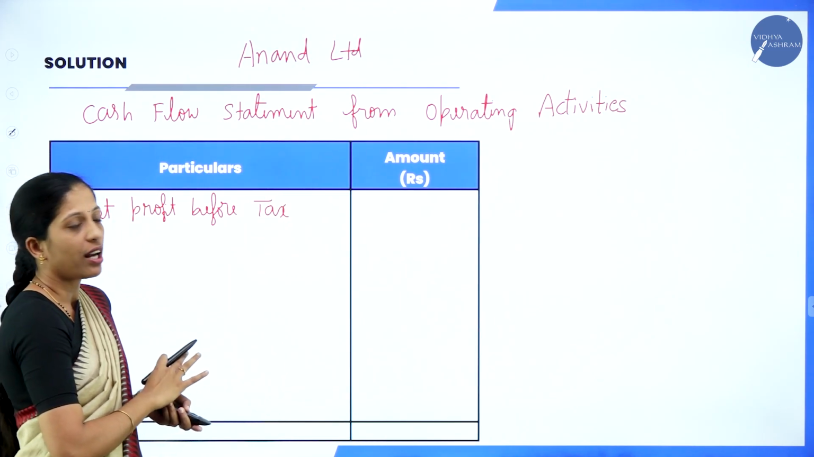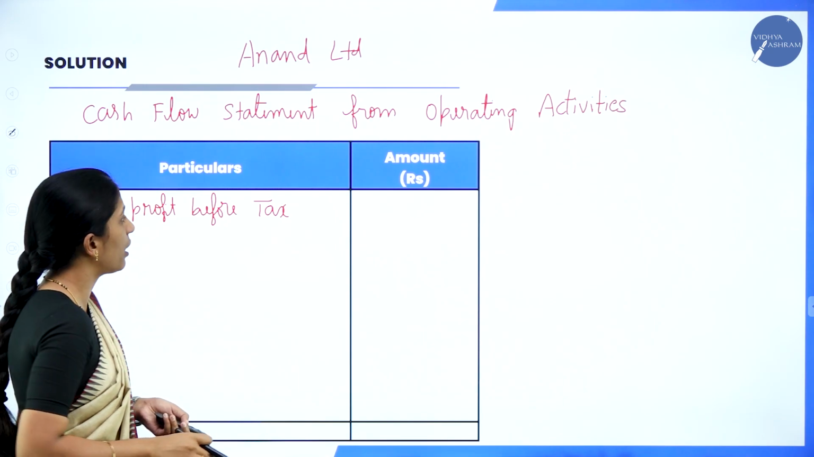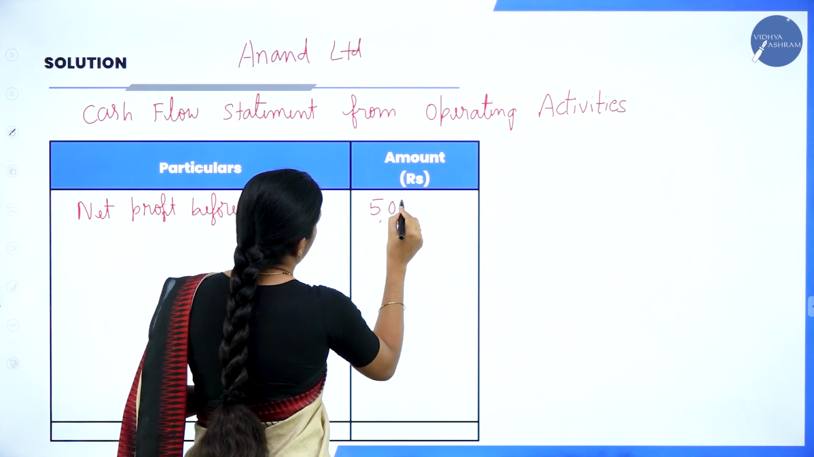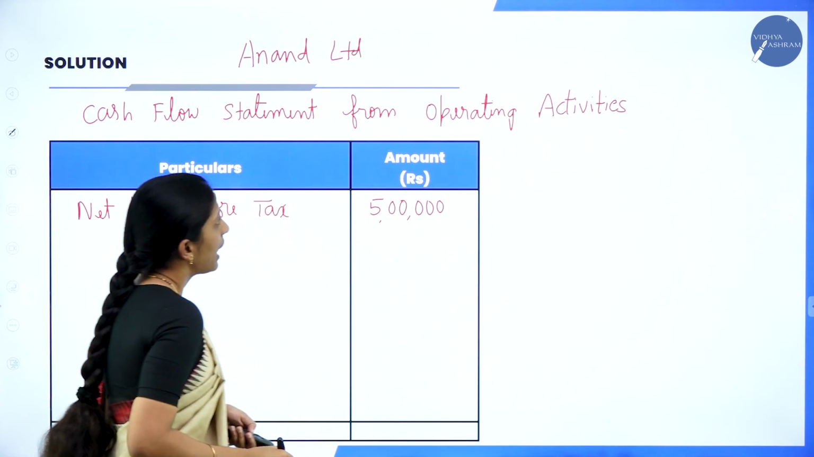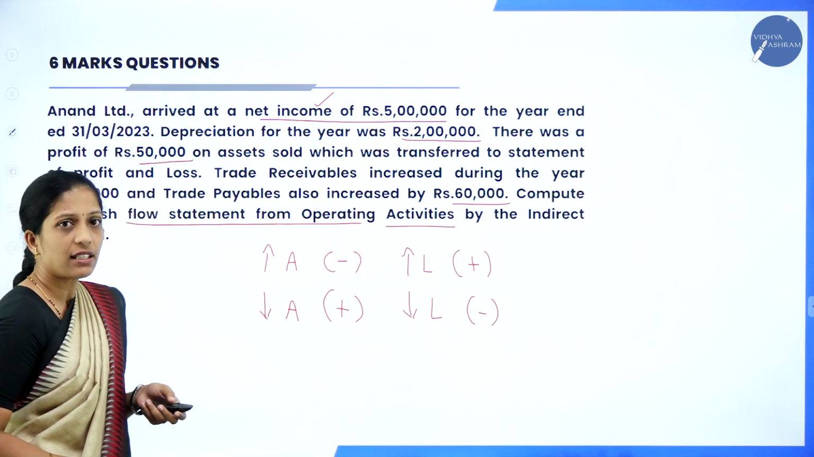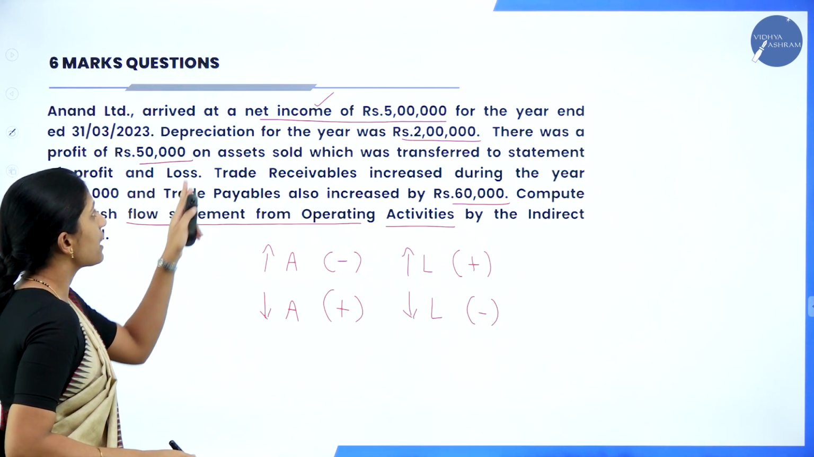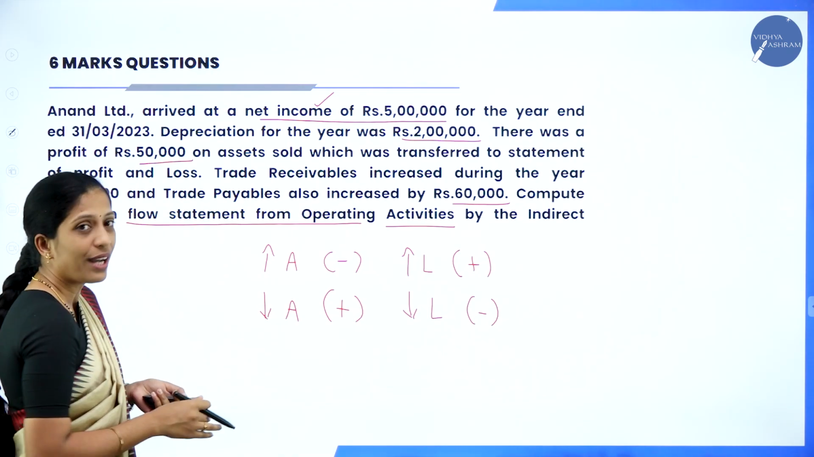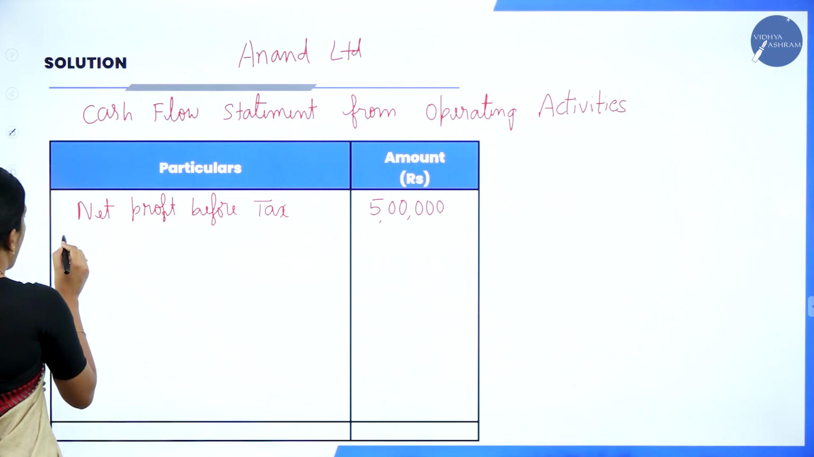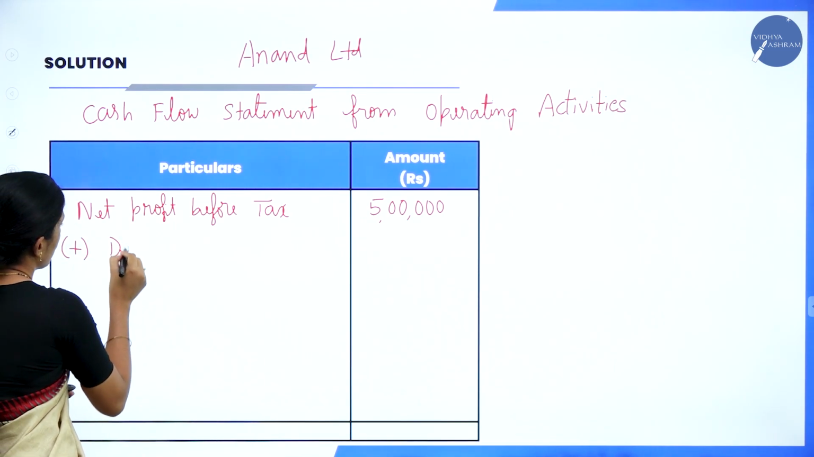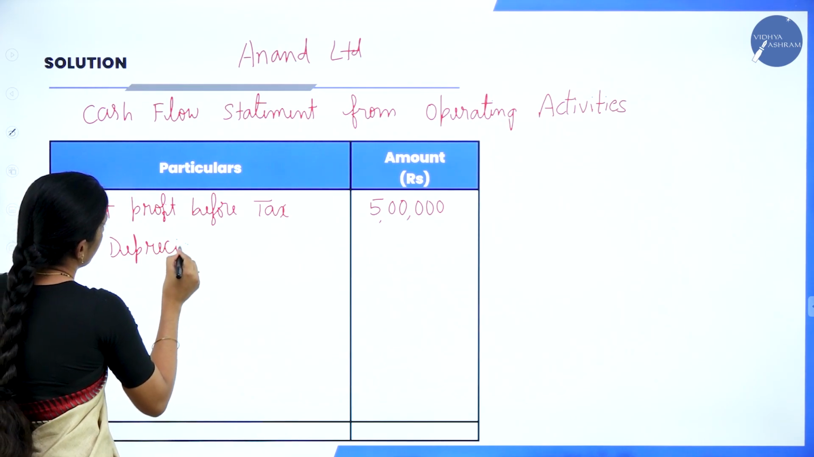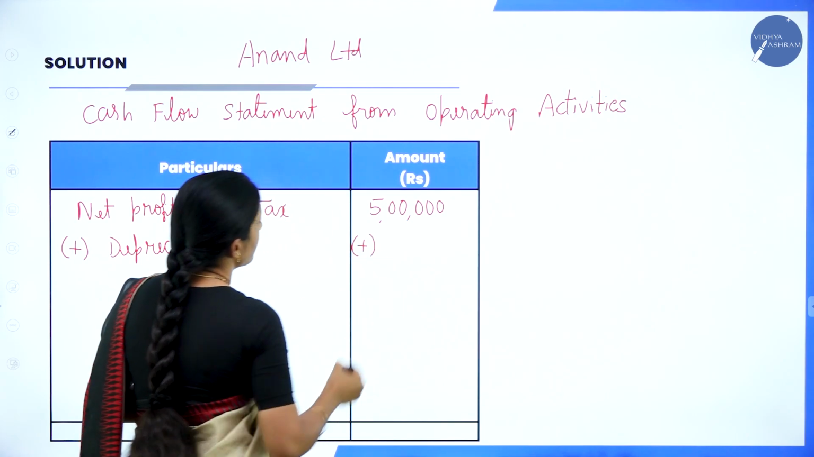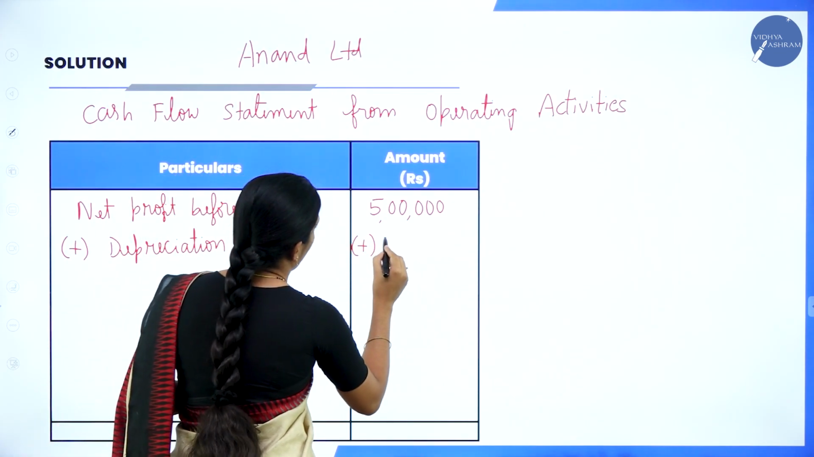Your columns are very simple. You will have particulars and amount columns. So net profit before tax, how much? 5 lakh. Again, they have given for the year ended 31st March 2023, depreciation. So normally what do we do with depreciation? Minus. But here you have to add. So add depreciation, you will write plus. So what is the depreciation? 2 lakh.